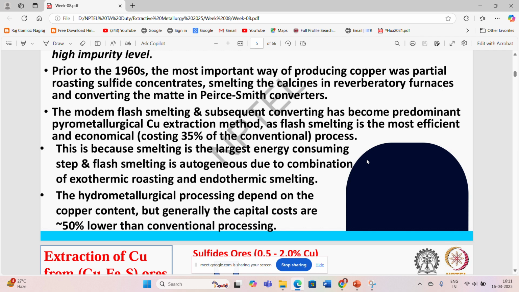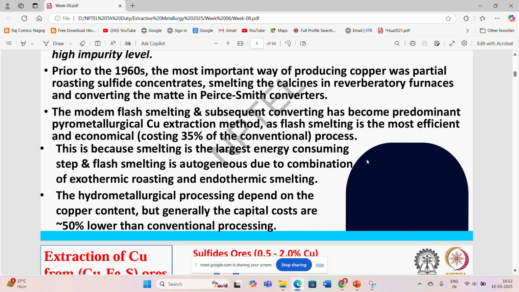is the most efficient and economical process which can reduce the costing up to 35% compared to the conventional reverberatory furnace process. This is because smelting is the largest energy consuming step, and flash smelting is autogeneous due to combination of exothermic roasting and endothermic smelting process. So we can control the heat inside the furnace, and with the help of that heat control, we can reduce the cost of the fuel used during the furnace itself.